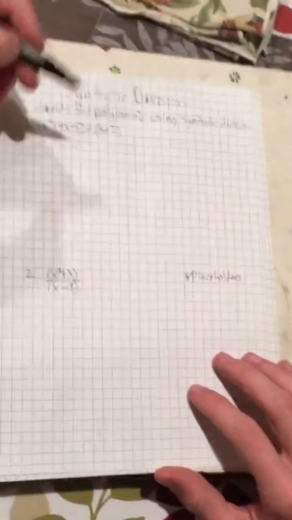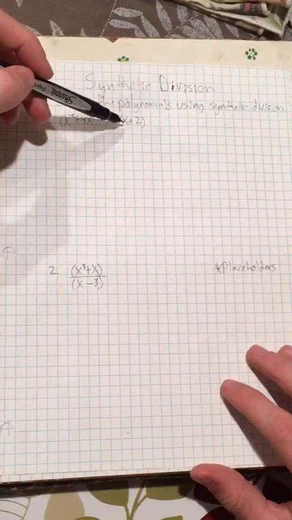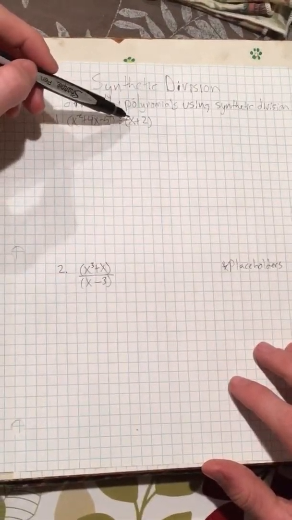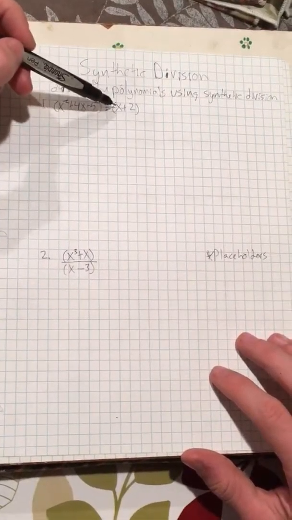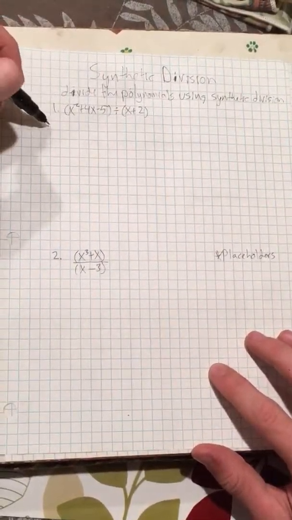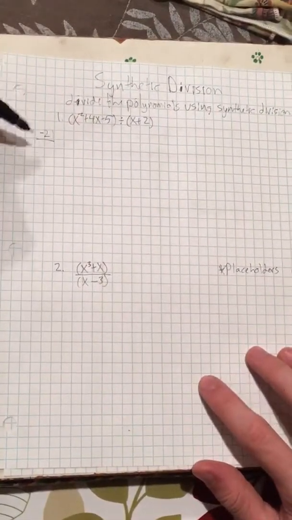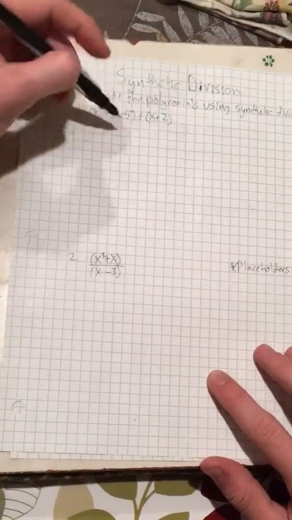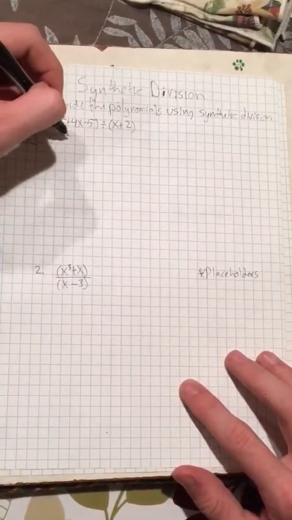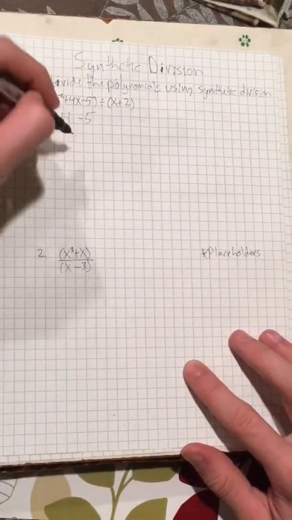So right here, we see we have a linear binomial. This is the number that you're going to be dividing with. So if you set that to 0 and solve for x, you're going to get -2. So you're going to put that in a shelf right there, and then you're going to write the coefficients, which are going to be 1, 4, and -5, just in a line like that.